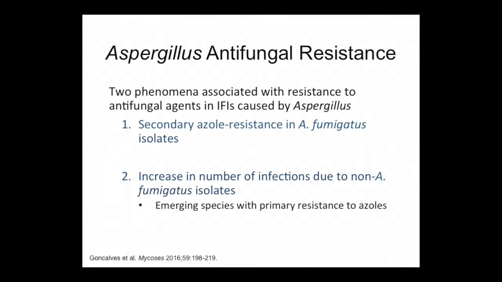Taking a step back, it's also important to remember that in addition to acquired resistance, we can see intrinsic resistance. So again, we're seeing an increase in the number of infections due to non-Aspergillus fumigatus isolates. And again, these aren't really emerging pathogens. They've been there. It's our understanding and our recognition of them that's really emerging.